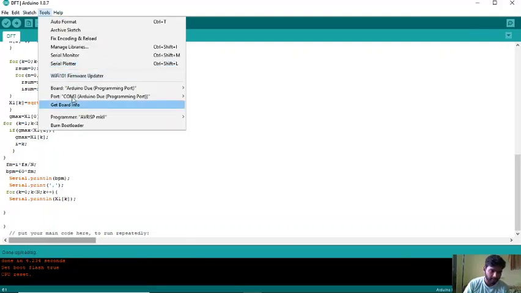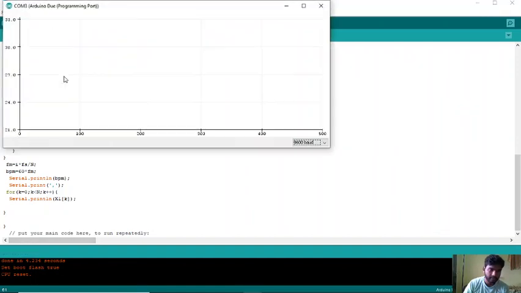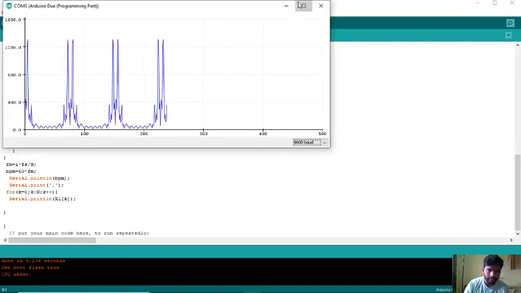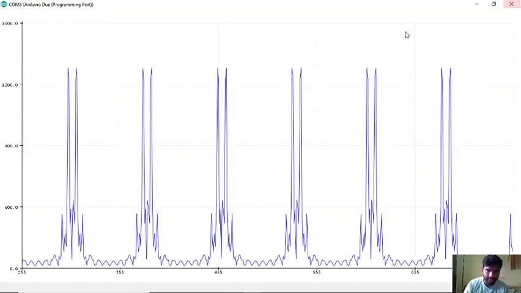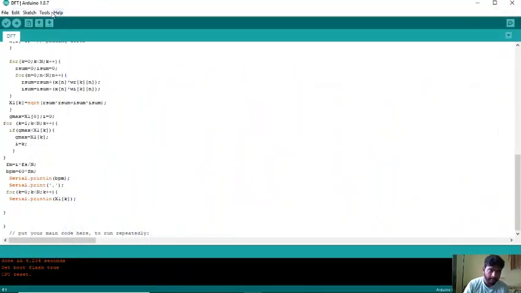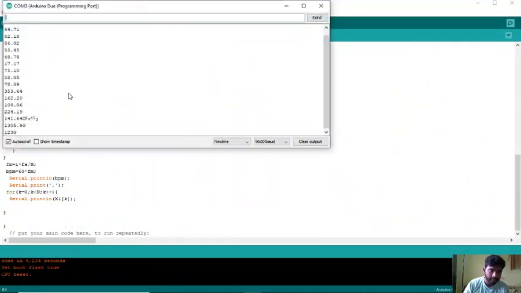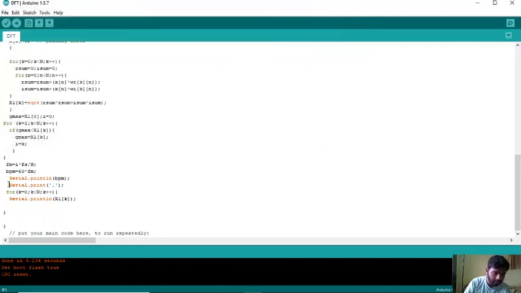I already uploaded the code. Now I'll show you the plot. There are two dominant frequencies, there are two maximum amplitudes. And I got the BPM as 60. I'll show you in 1 second.